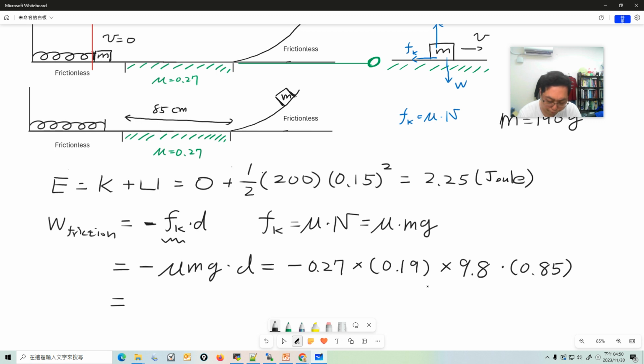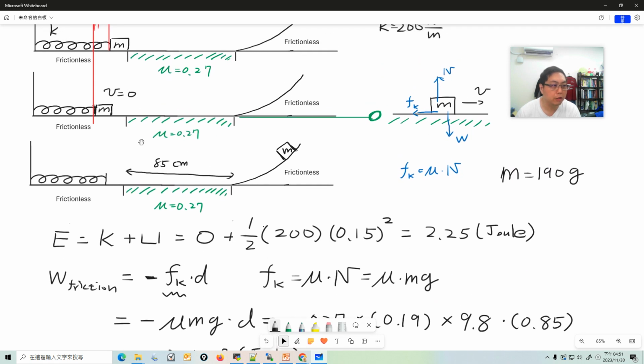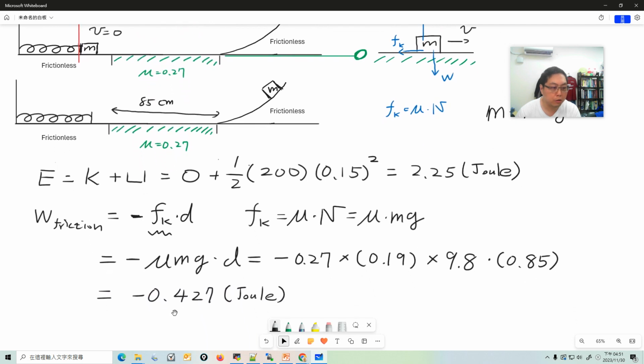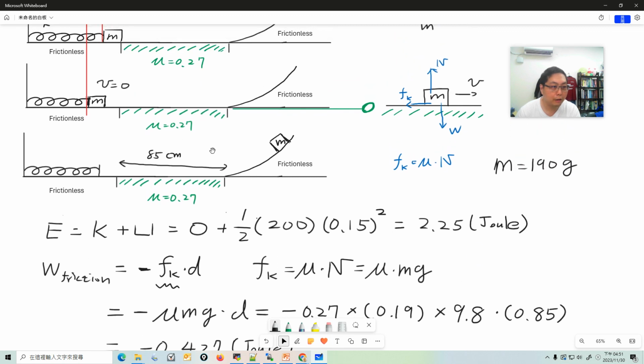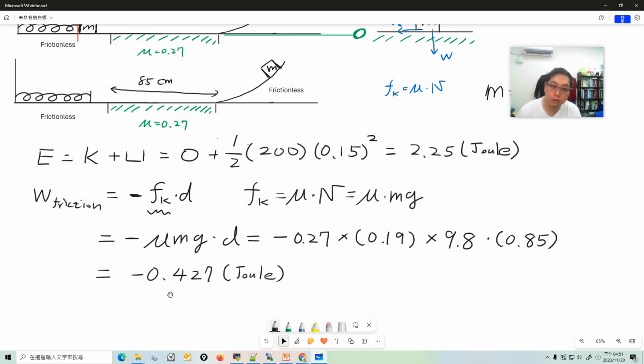What's the value? You just use your calculator. Let me see what's the value. It's a minus 0.427. And the unit is joule. So it just tells you every time this mass passes through this rough surface, your total energy will lose 0.427 joule of energy. Every time the mass passes through this rough surface, it loses 0.427 joule.